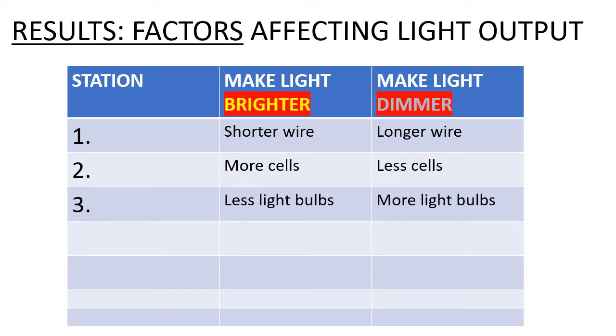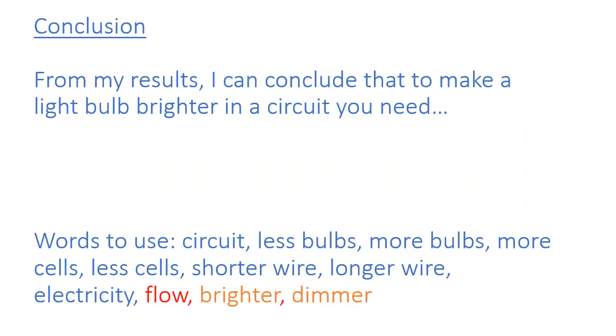So we made observations and we realized that to make the light brighter, we needed a shorter wire. More cells also makes the light brighter, and less light bulbs. To make the light dimmer, which means less bright or darker, we need a longer wire, less cells, and more light bulbs. So if we're writing a conclusion about how to make a light bulb brighter, these are the words that we would use. Circuit, less bulbs, more cells, less cells, shorter wire, longer wire, electricity, flow, brighter, and dimmer.